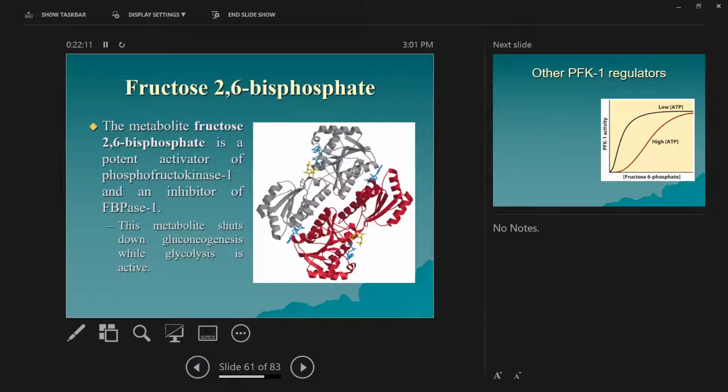First is the metabolite fructose 2,6-bisphosphate. Fructose 2,6-bisphosphate is a potent allosteric activator of PFK1. But it's also a robust inhibitor of fructose 1,6-bisphosphatase. So this metabolite activates glycolysis and inhibits gluconeogenesis. So this is a pro-glycolysis metabolite.